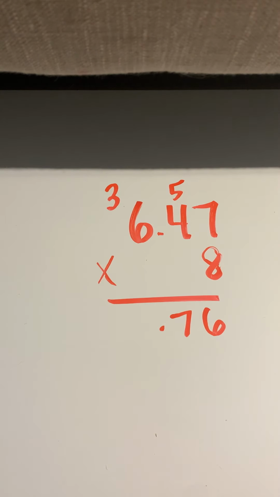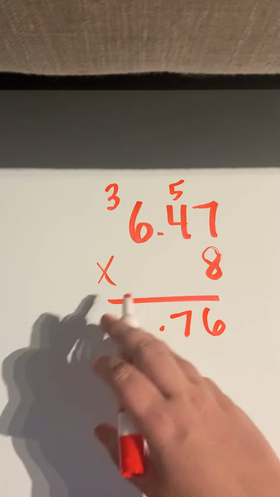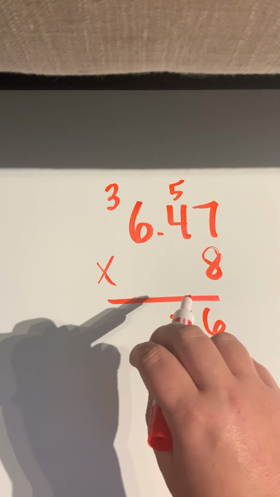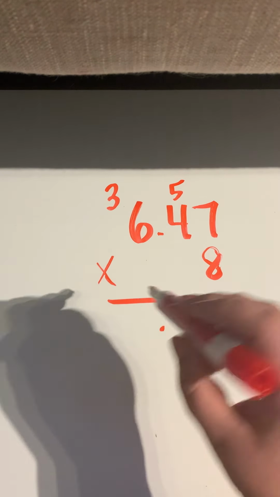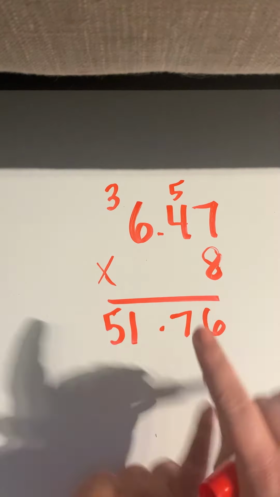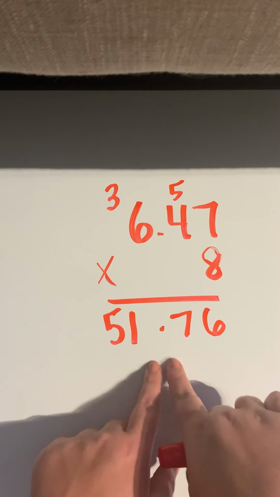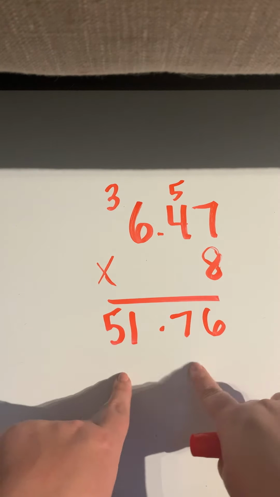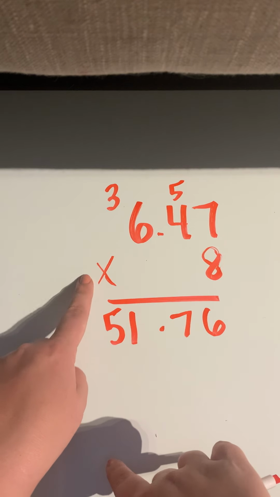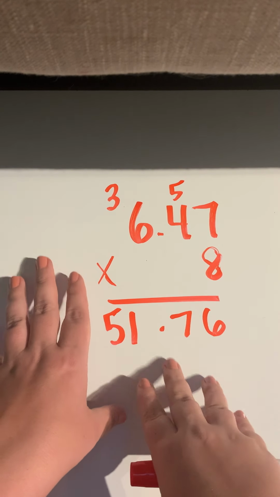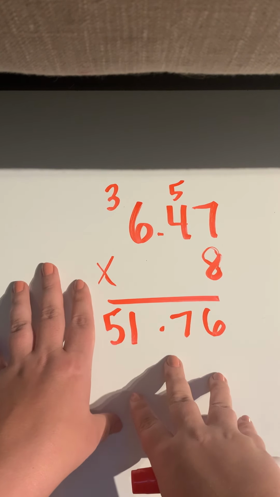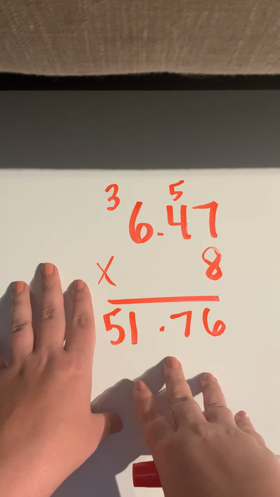Then I'm going to come up here. 8 times 6 is 48. And I'm going to be adding 3. 49, 50, 51. Okay, this is my exact product. Remember, a product is the answer to a multiplication problem. But it says to also multiply. So, not to multiply, to estimate.